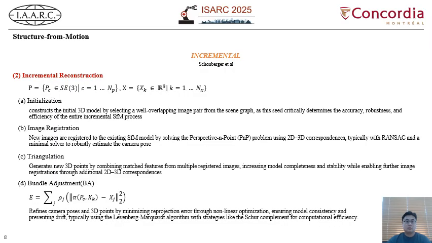Next is the incremental reconstruction phase. We start with an image pair for initialization, then add new images one by one using perspective-n-point with 2D-3D correspondences. Triangulation is used to create new 3D points from matched features, and bundle adjustment globally refines all poses and points. This process is repeated until all images are added.